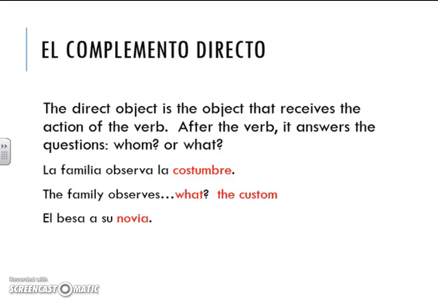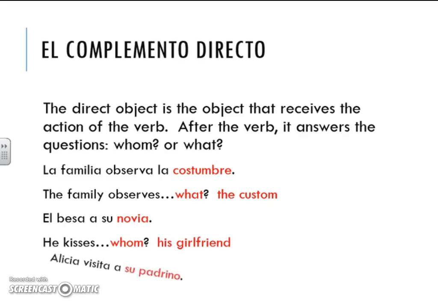Él besa a su novia. He kisses whom? His girlfriend. So his girlfriend is the direct object. And then we have Alicia visita a su padrino, meaning Alicia visits whom? The answer is, oh, it says Luis. Sorry, it should say su padrino. I don't know who Luis is, sorry. Anyway, she visits who? Her godfather, not Luis. Anyway, godfather is the direct object there.